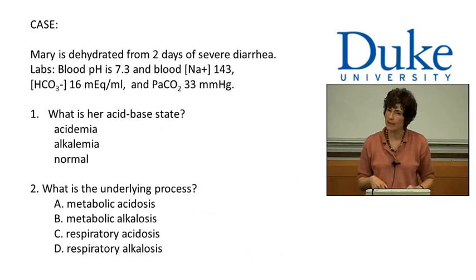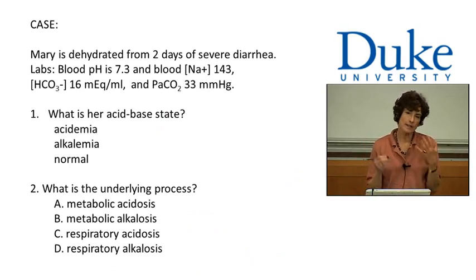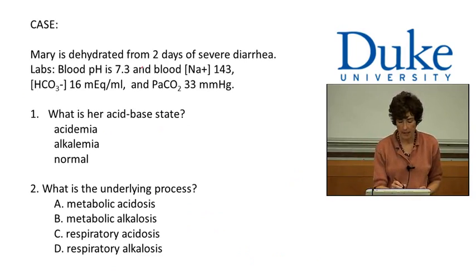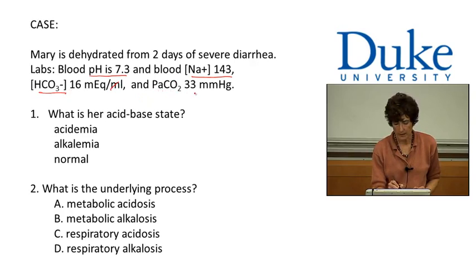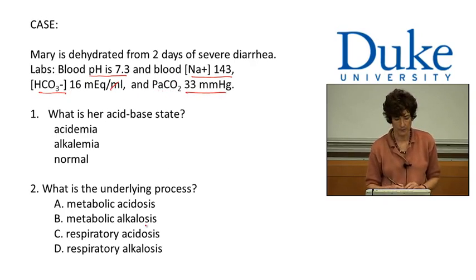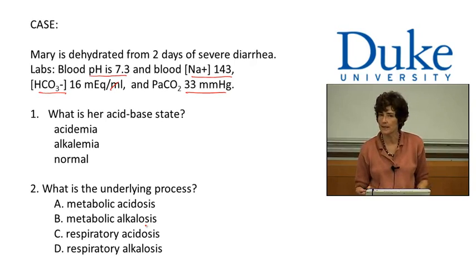So let's just go over a case together so you can see what I'm talking about. Mary is dehydrated from 2 days of severe diarrhea, and her labs are, she has a blood pH of 7.3, and her blood sodium is 143. Her bicarbonate is 16 milliequivalents per liter, and her PaCO2 is 33 millimeters of mercury. So what's her acid-base status?